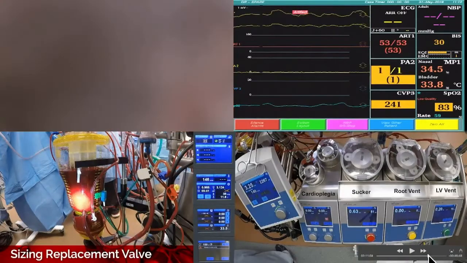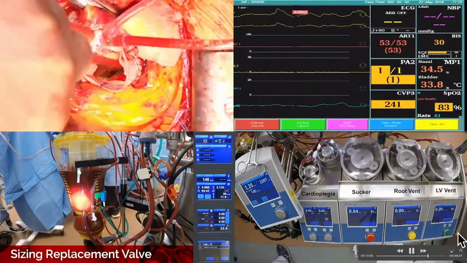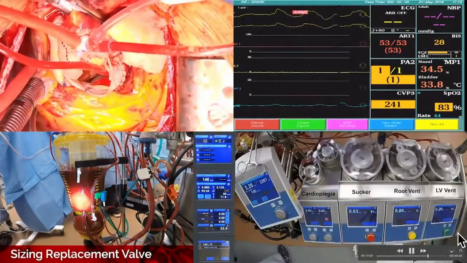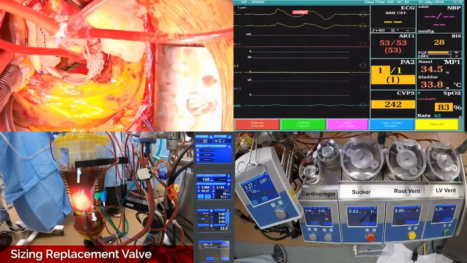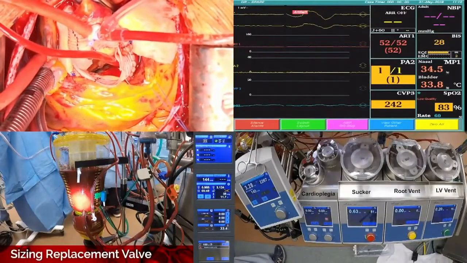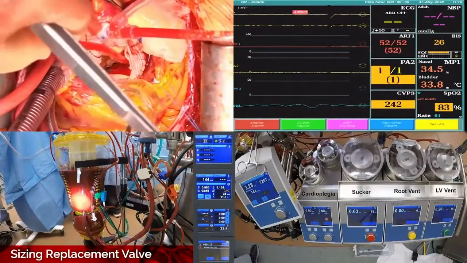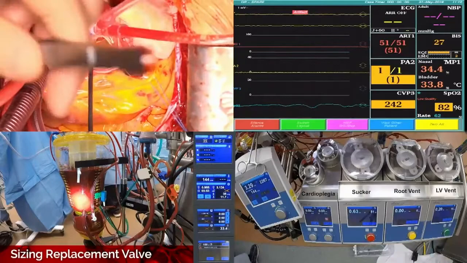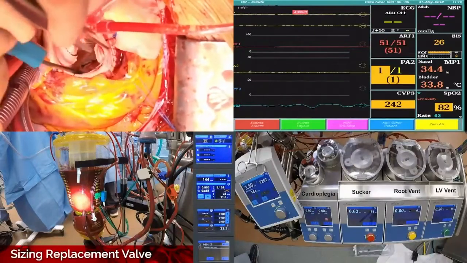Real quick there, just for a second. This is the sizing of the aortic valve. You went back already? Okay. So you stick the sizer right there. You've got the old valve out. There it is. Yeah. 21, it said. 21 millimeters.